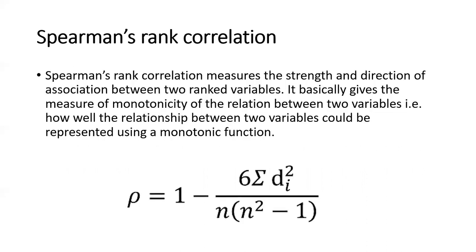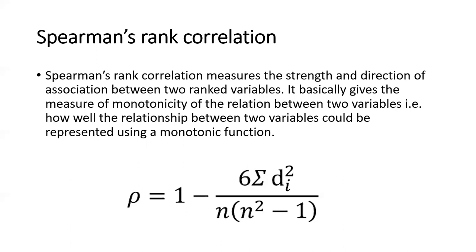Let's study Spearman's rank correlation. Spearman's rank correlation is based on ranks. Here we use an ordinal data set. Spearman's rank correlation measures the strength and direction of the association between two ranked variables. Here, first, what is done? The variables are arranged in order. They are ranked, ranks are allotted to them, and then the association between the two variables is studied.